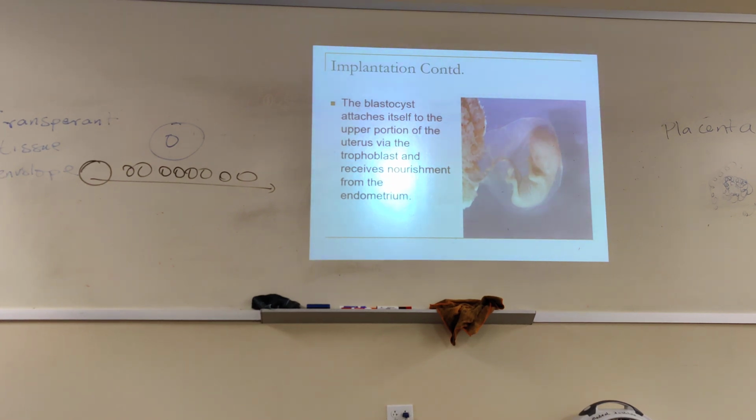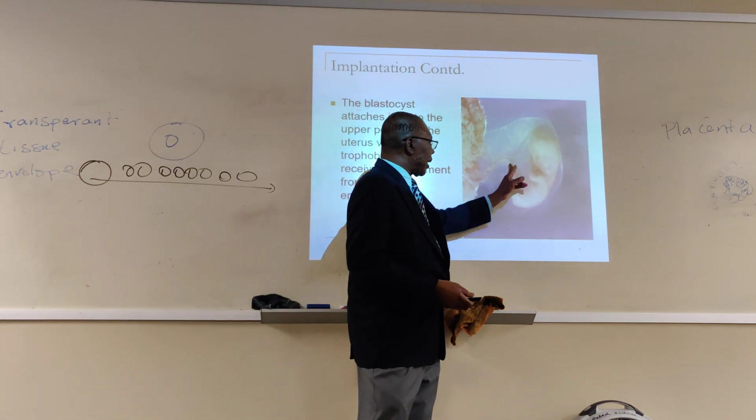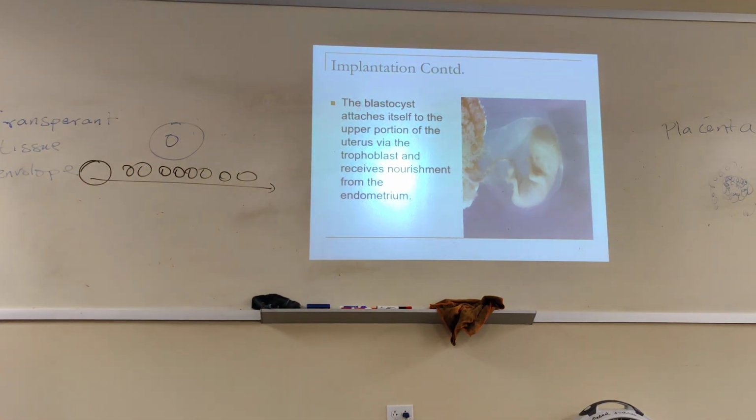Okay, so this is where the blastocyst attaches to the endometrium. The endometrium is the outer lining of the uterus. Okay? So it attaches there with the trophoblast. And now you can see the baby there begins to get nourishment. So the endometrium again is the outer lining of the uterus. Okay?